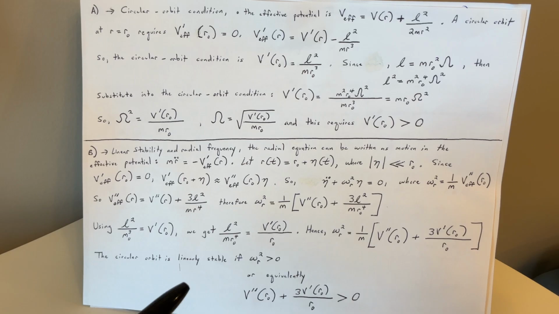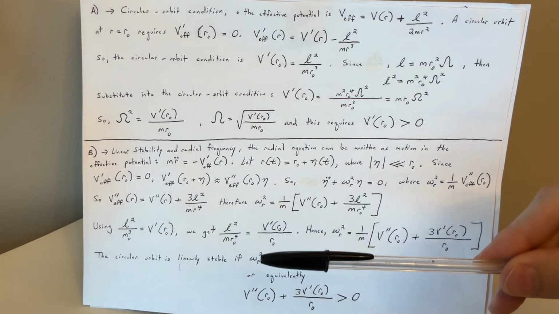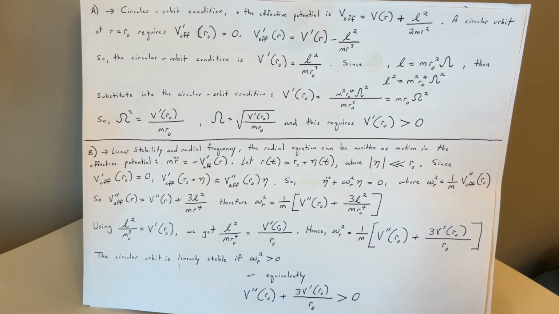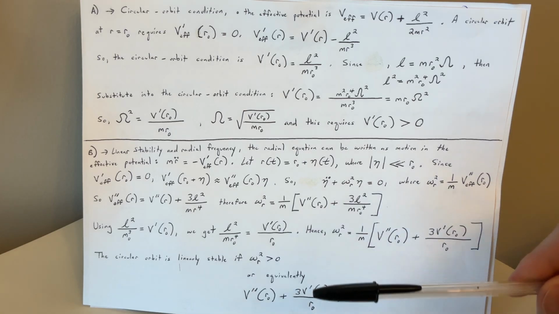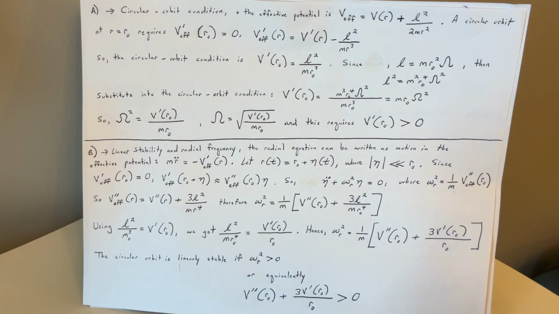So we can conclude the circular orbit is linearly stable if lowercase omega sub r squared is greater than 0, or equivalently V double prime of r naught plus 3V prime of r naught divided by r naught is greater than 0. Okay, so that's A and B.